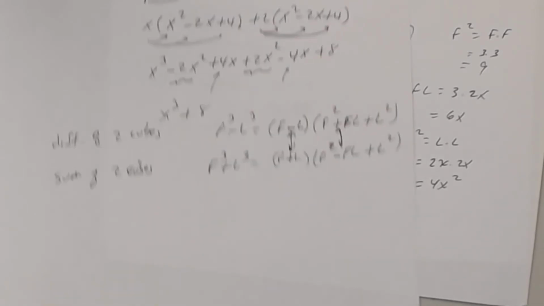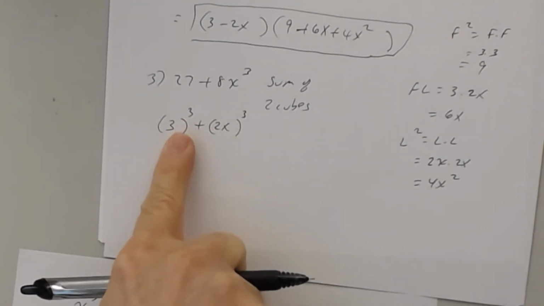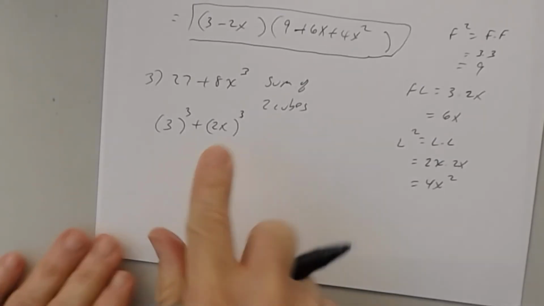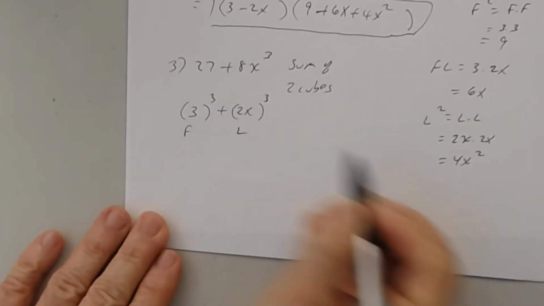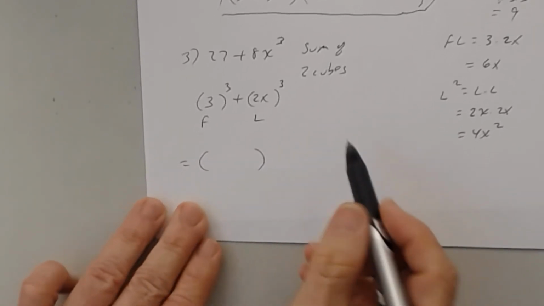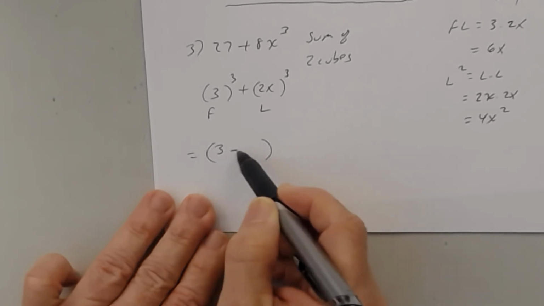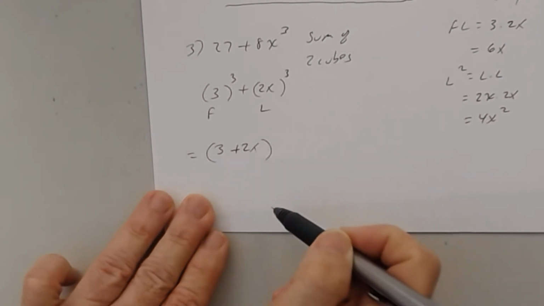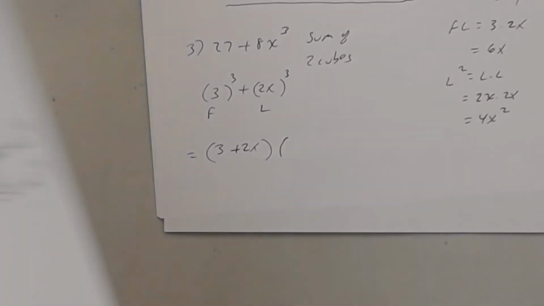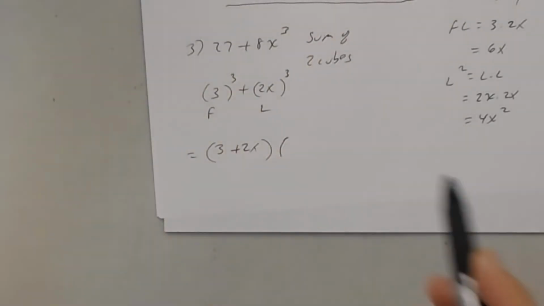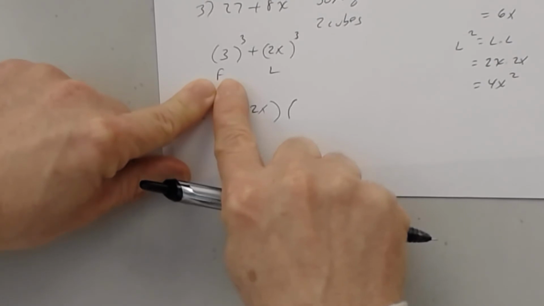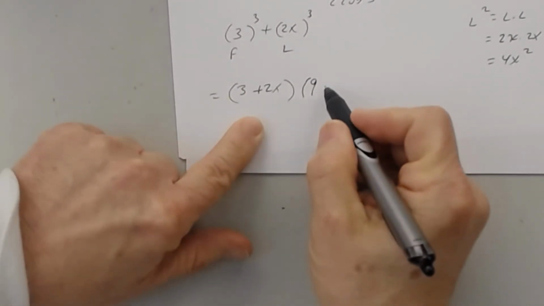So let's go back now to number 3. This is a sum of two cubes. So here's your f and this is your L. Using our formula, what is my binomial? F plus L, 3 plus 2x. Now my trinomial. Remember, you take f multiplied by itself. So what's f? 3. 3 times 3 is 9. What does that sign become now?